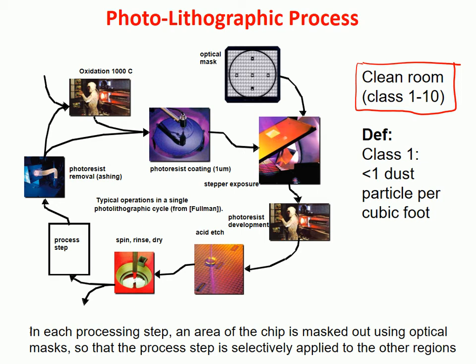So we start the typical process considering the wafer, starting with an oxidation. Here, we start from here. In an oxidation at a temperature of typically 1000 Celsius degrees, a thin layer of silicon oxide is grown on top of the silicon layer.